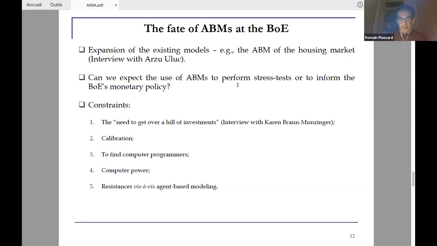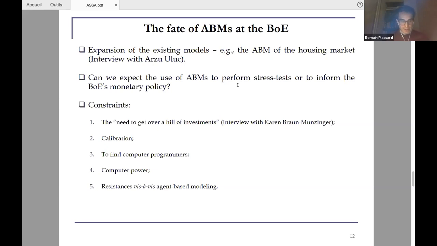The second constraint concerns calibration. Calibration, as Muriel stressed and Domenico too, is a weakness of agent-based modeling. Agent-based models have shown a capacity to match stylized facts, but policymakers usually expect more accuracy. It's not enough to determine or explain whether the economic situation is going to be better or worse after an economic shock. What policymakers want are figures. This is particularly true in the monetary policy area. So a broader use of agent-based models will therefore depend on their capacity to provide forecasts.